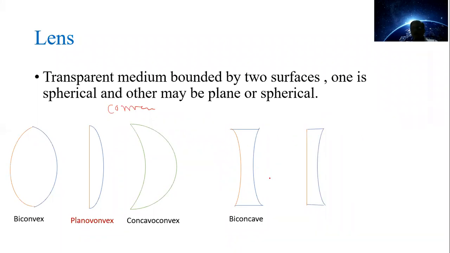And here, plano-concave lens. One surface is plane, other is concave. And here, convexo-concave lens. One surface is convex and other is concave.